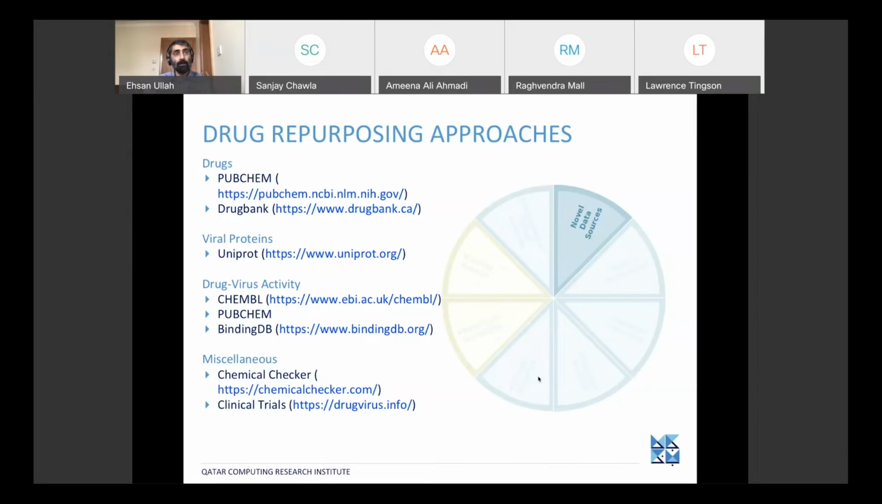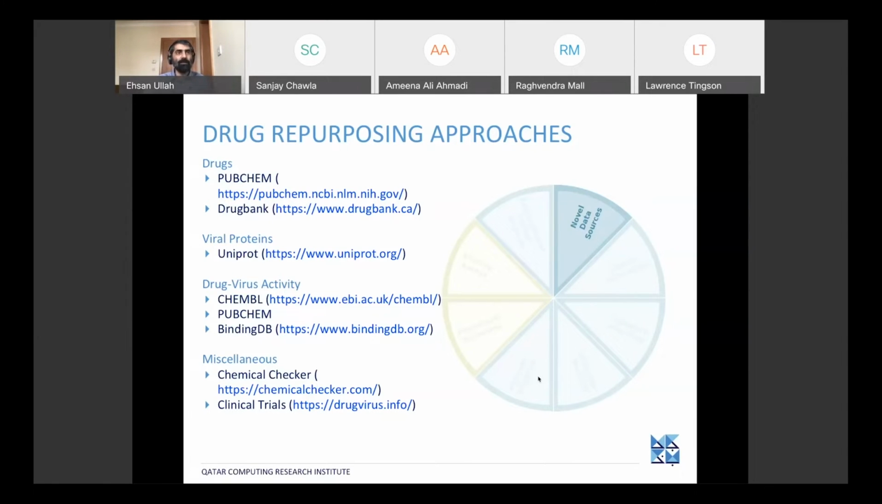13,000 viral proteins and 2 million other viral proteins which are not manually annotated. So this particular database has both annotated and unannotated information about viral proteins. And regarding the drug activity, we have ChEMBL, which contains over 50,000 curated drug activities, PubChem, BindingDB, which contains binding affinity scores for drugs and compounds to different proteins.